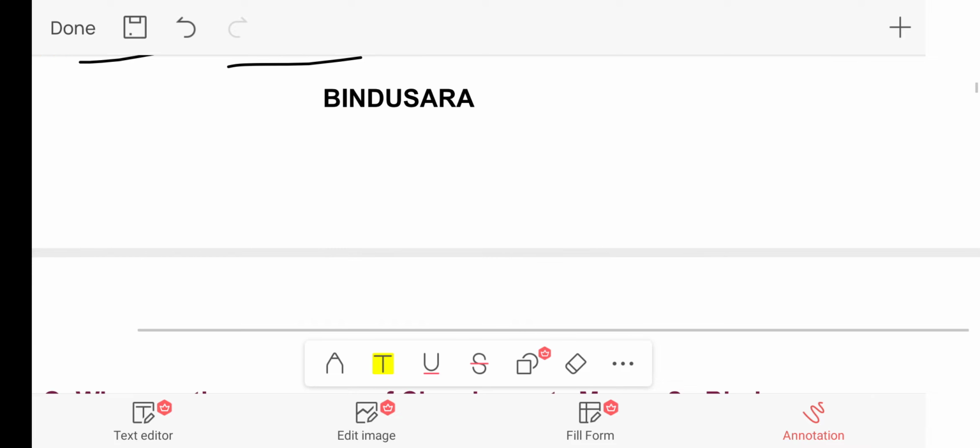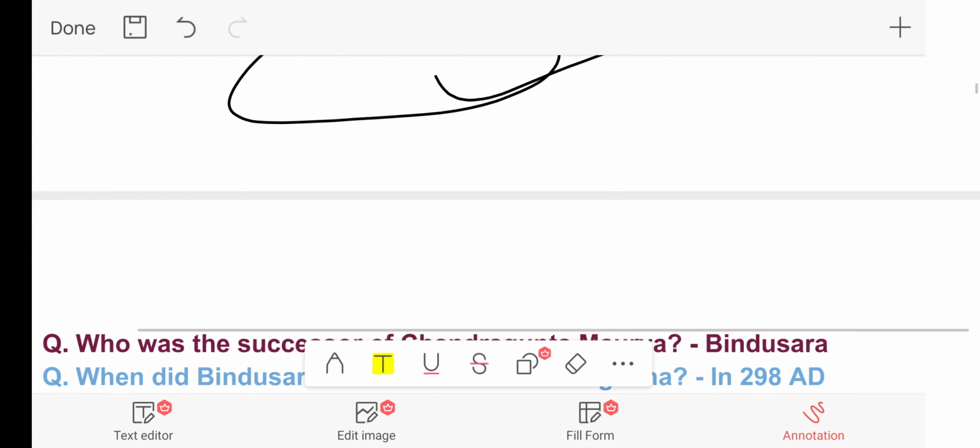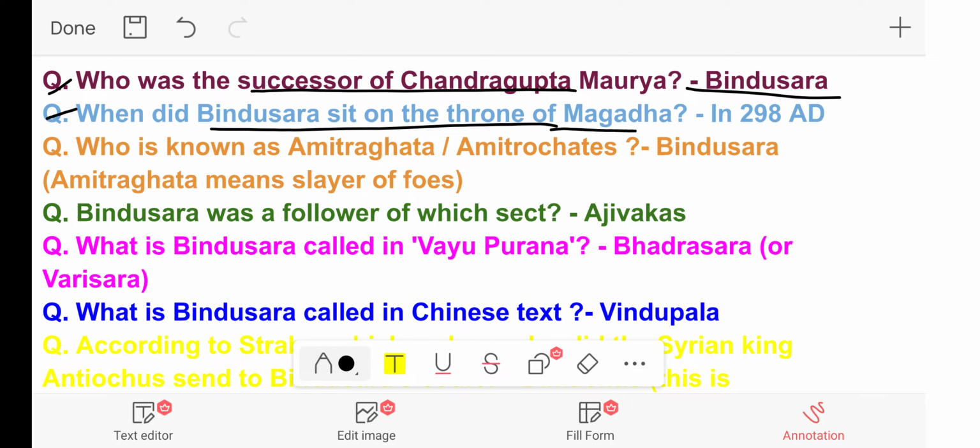Now we will read about another Mauryan ruler whose name is Bindusara. So first question is, who was the successor of Chandragupta Maurya? The answer is Bindusara. Next, when did Bindusara sit on the throne of Magadha? The answer is in 298 BC. Next, who is known as Amitraghata or Amitrochates? And the answer is Bindusara.